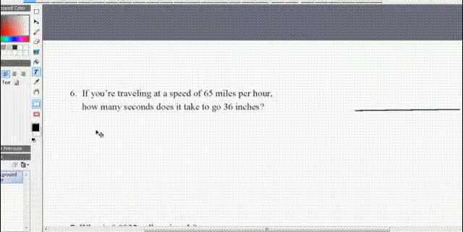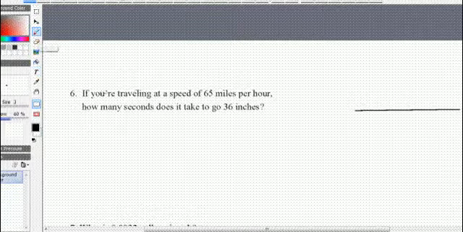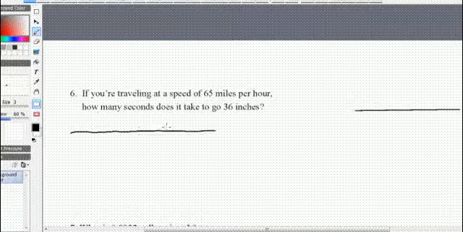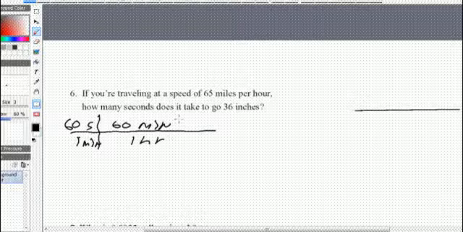Now let's go to the back side. This one says you're looking for how many seconds. So you got to go back and ask yourself, what do you know about seconds? I know there are 60 seconds in a minute. I know there's 60 minutes in an hour. I know I'm going 65 miles per hour, but since this is hour, I have to flip that and say 1 hour is 65 miles.